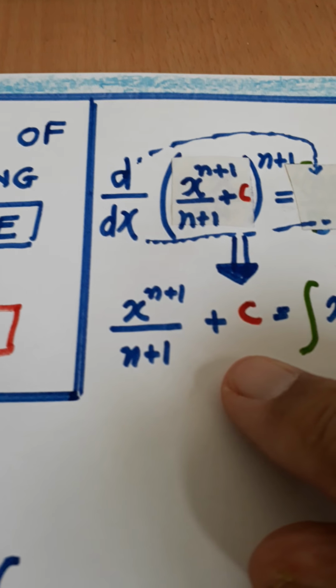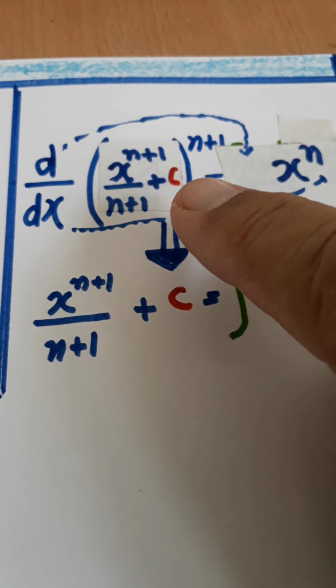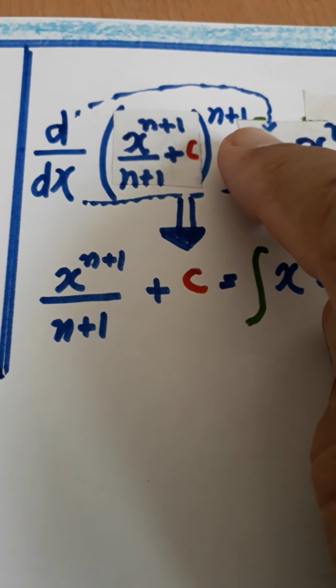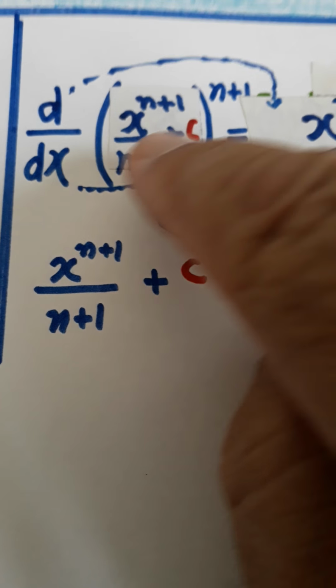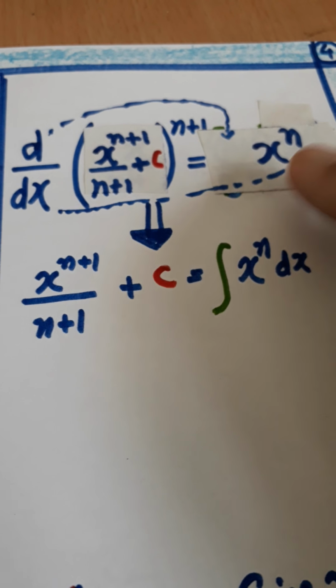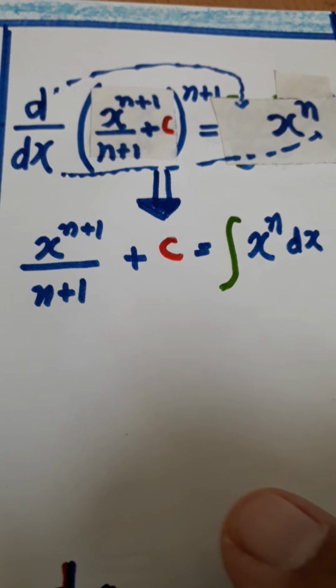d/dx of x raised to power n plus 1 over n plus 1 plus c. Its derivative is n plus 1 नीचे उतरेगा, एक पावर कम हो जाएगी. n plus 1 कट जाएगा, x raised to power n रह जाएगा. Its derivative is x raised to power n. Now we can convert this very easily into integration.